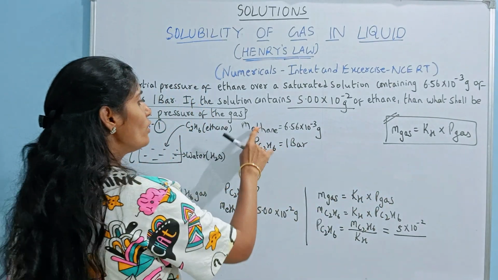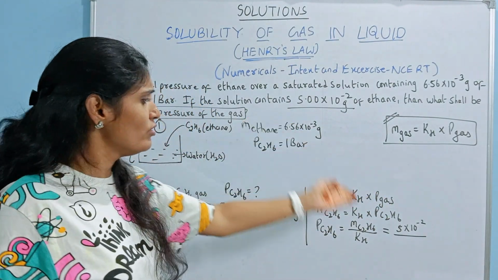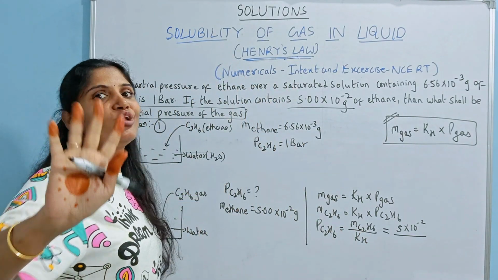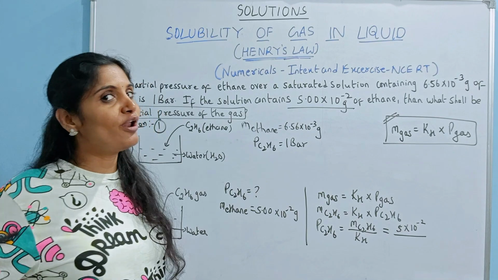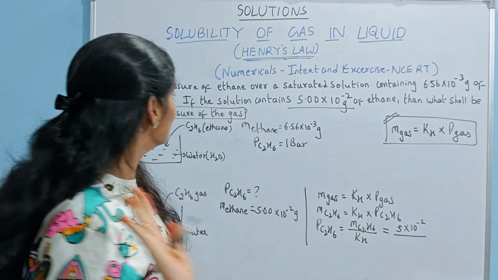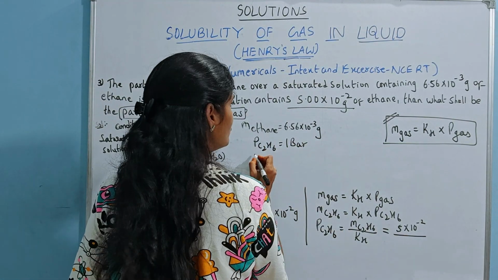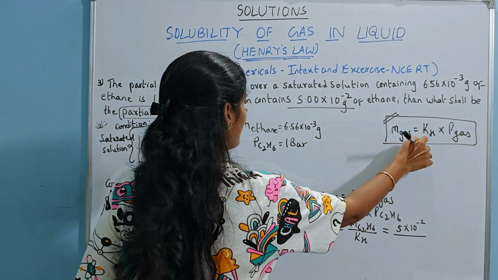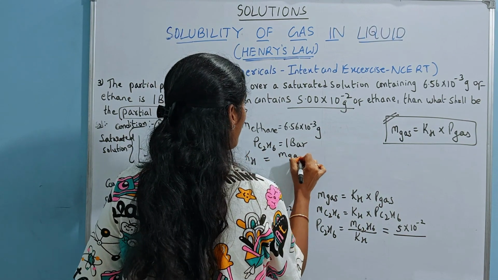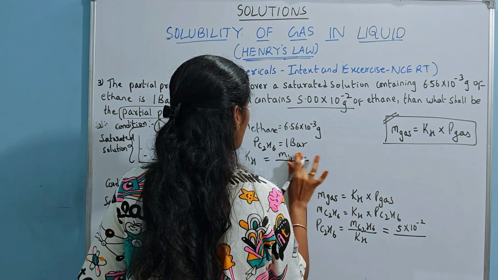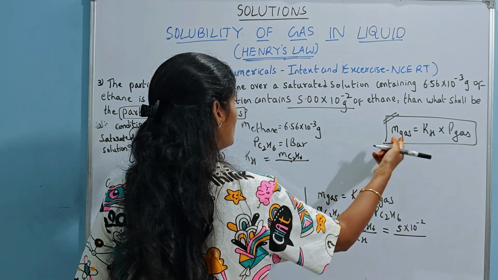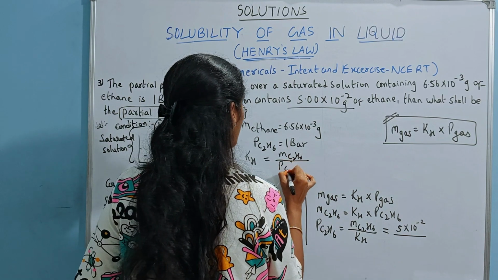Now, if I can find out Henry's constant from this case, I can use it here, because everything is the same. As long as the gas is ethane, Henry's constant will remain the same. Now if I use this formula, I need Henry's constant. Henry's constant is equal to mass of gas, I'll directly write ethane, so Henry's constant is equal to mass of ethane divided by pressure of ethane.